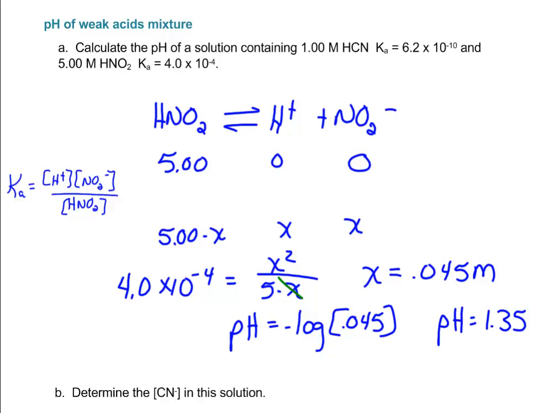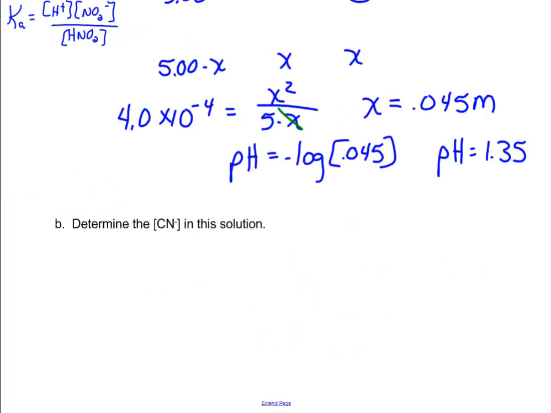So just because I have multiple acids in a solution, it doesn't necessarily mean that each acid is going to contribute hydrogen ions to the solution to make it acidic. In this case, hydrogen cyanide is going to pretty much stay close to 100% as hydrogen cyanide molecules as opposed to dissociating. All right, the second part of this, I'm supposed to figure out the cyanide ion concentration in the solution.